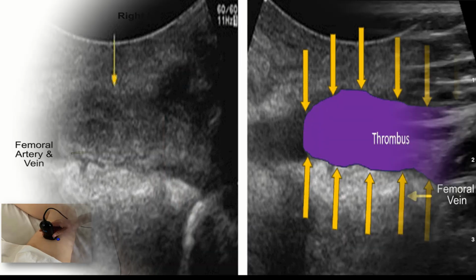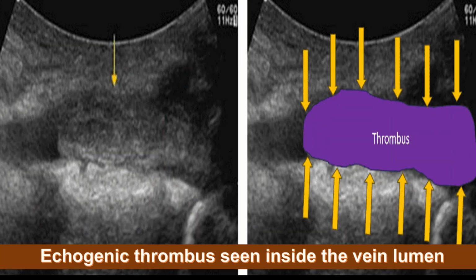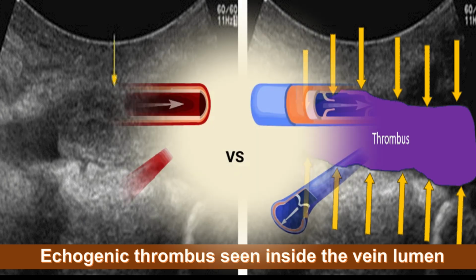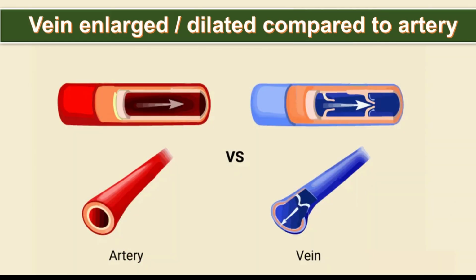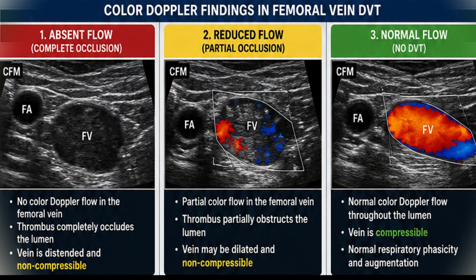Here you can see the echogenic thrombus inside the vein lumen. The vein is enlarged and dilated compared to the artery. Here you can see the color Doppler findings in femoral vein DVT.